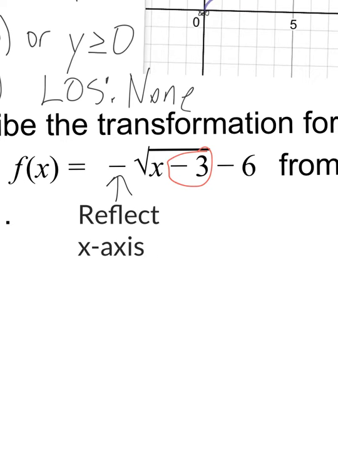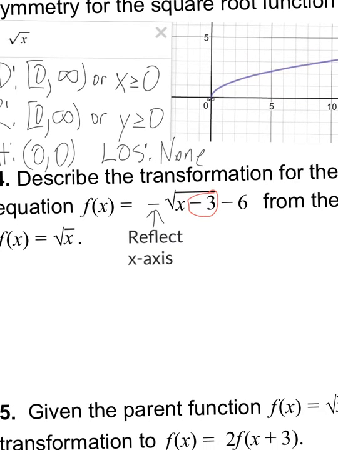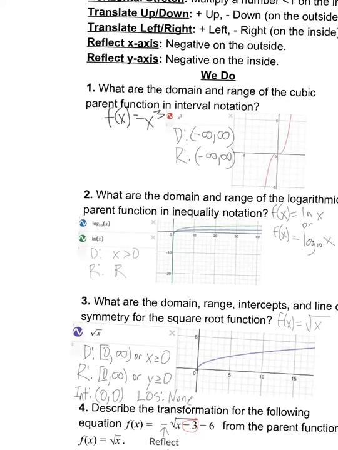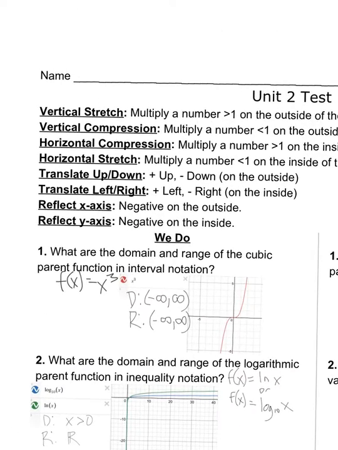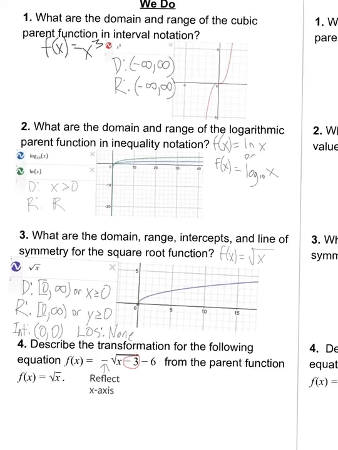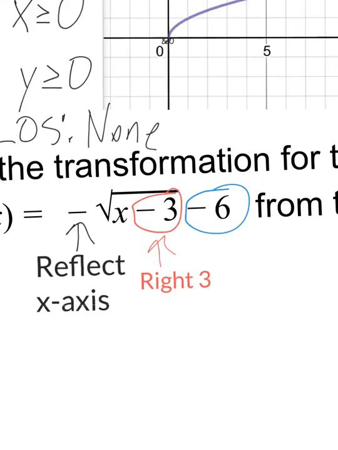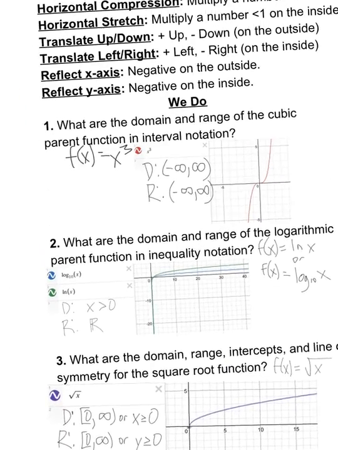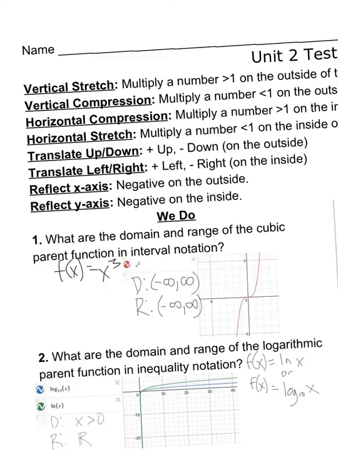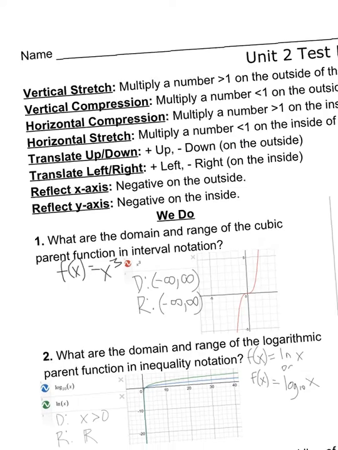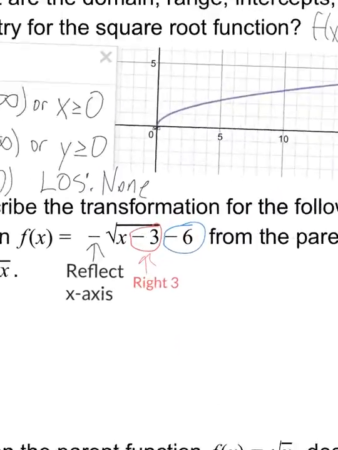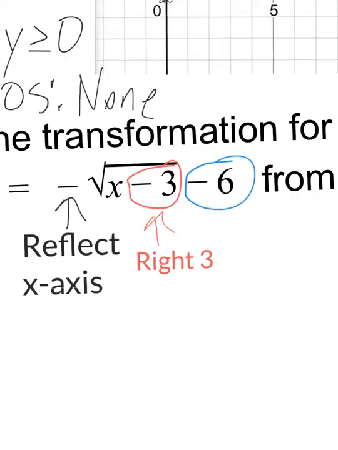Now that I've got that, what is that minus 3 doing? It's part of the square root, so that means it's inside. So you are minusing something on the inside, so minus goes right. So I'm going to say this minus 3 goes right 3. And lastly, what is the minus 6 doing? You are minusing 6 on the outside because it's not part of the square root. So you're either going to translate up or down, minus down on the outside. Minus makes it go down. So I'm going to say down 6 right here.